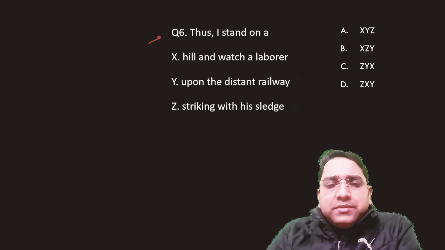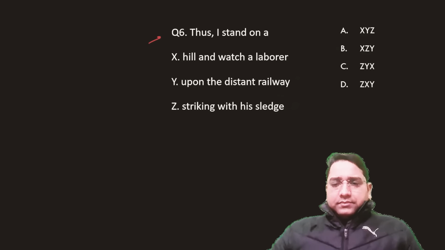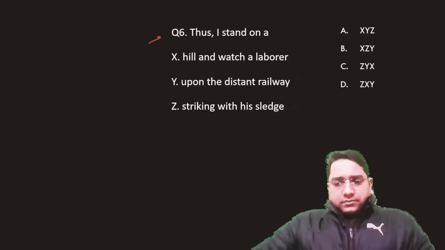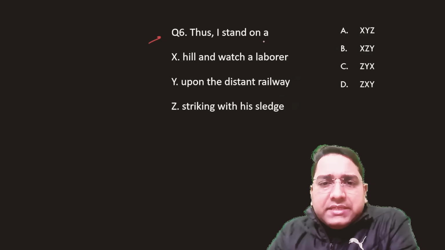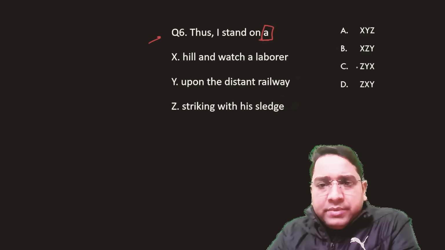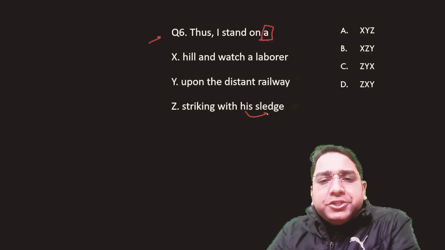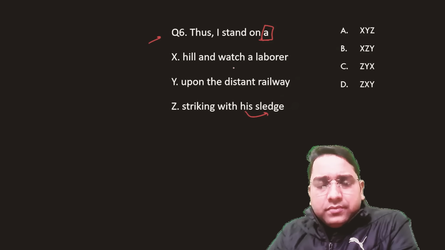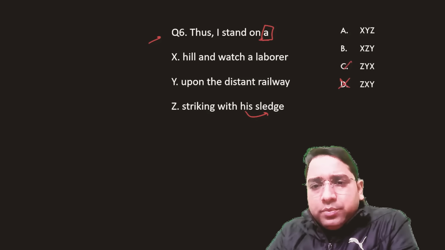Let's see question number 6. Please answer. Does I stand upon? No, it doesn't make sense. Anyways, Y is not there. Striking with his sledge. So upon, on a striking doesn't make sense. So Z cannot be the starting line.